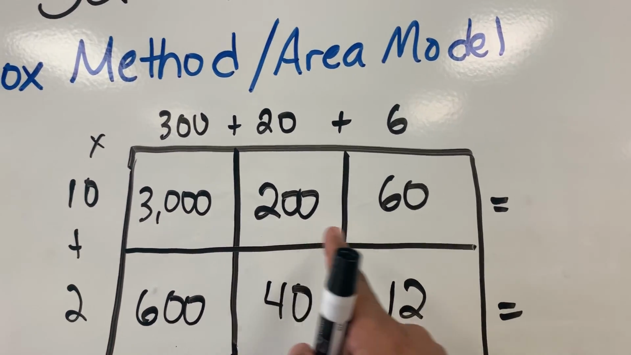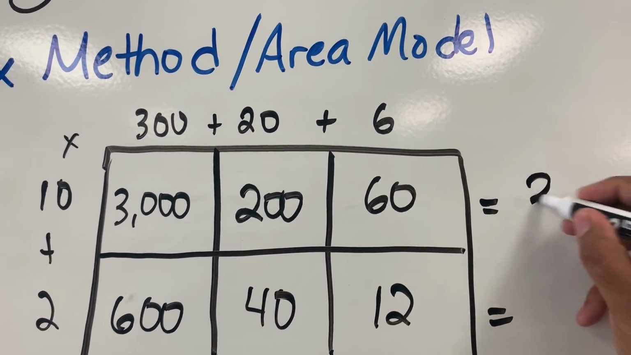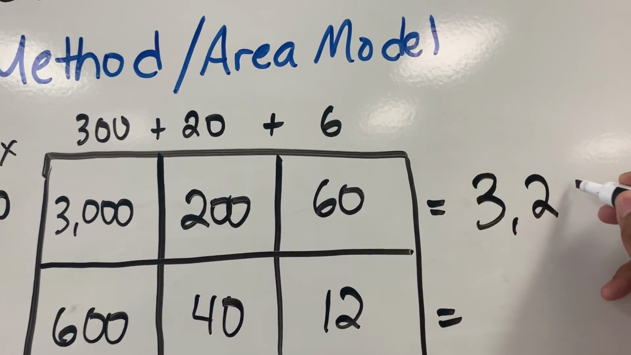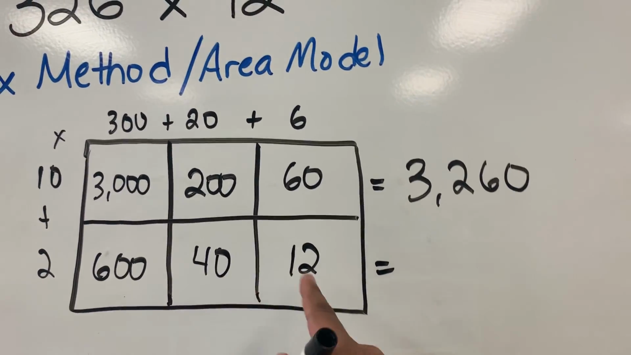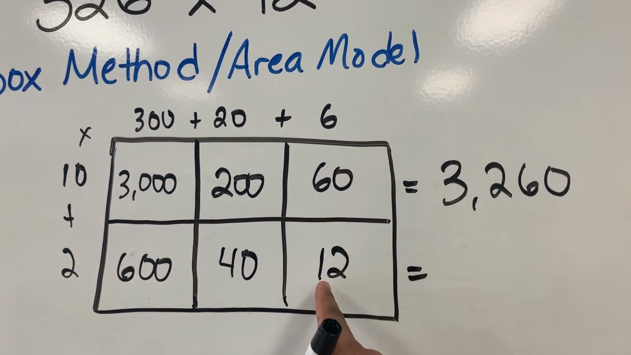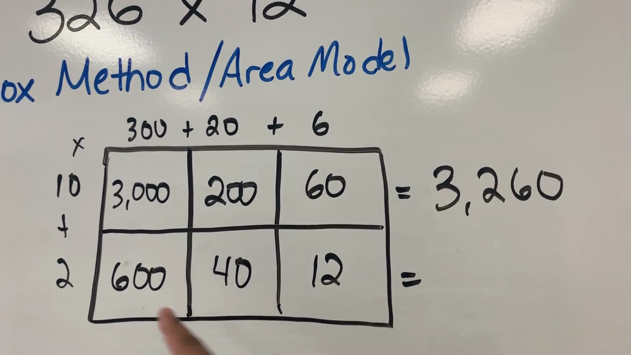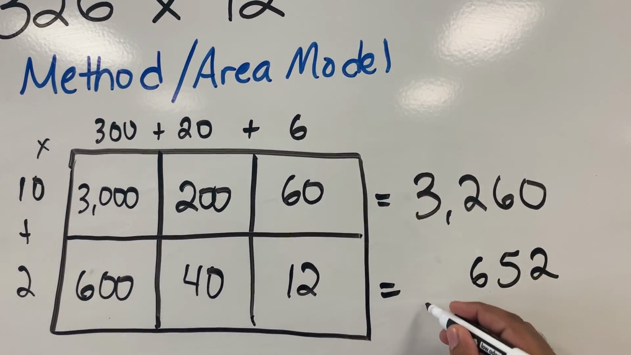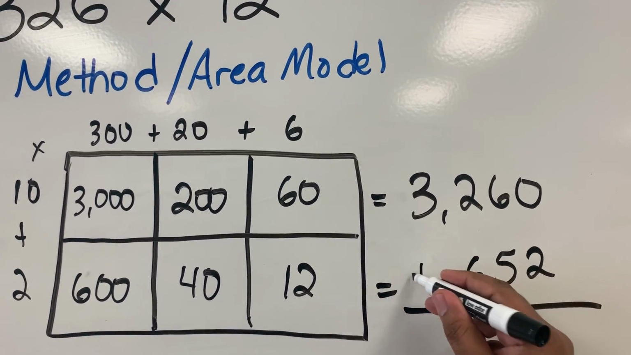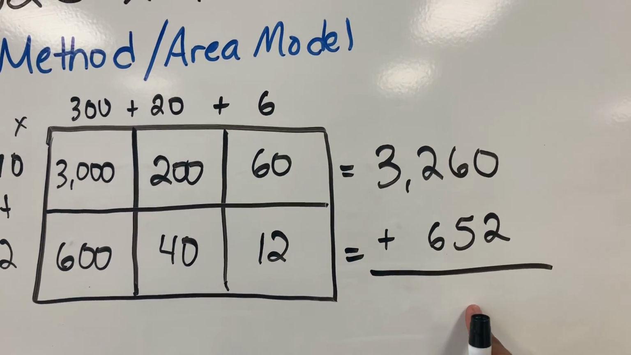3,000 plus 200 plus 60 is 3,260. 600 plus 40 plus 12, well, 40 plus 12 is 52. 52 plus 600 is 652. So I'm going to add those two together to get one final product.